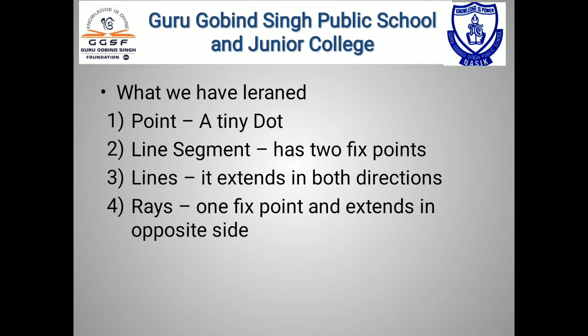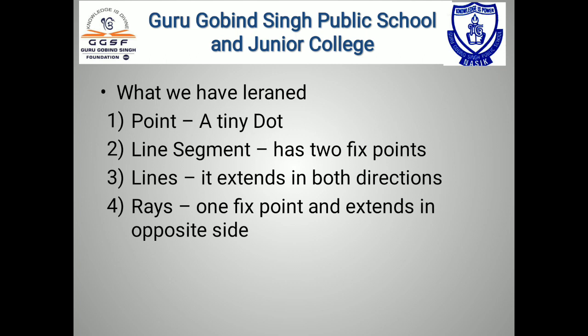So now today's video, what we have learned, four definition we have seen. The first one was point, a tiny dot. Second was line segment, means what? It has two fixed point. Lines, it extend in both the direction. And rays, it has one fixed point and extend in one direction. This was the summary of our four definitions.